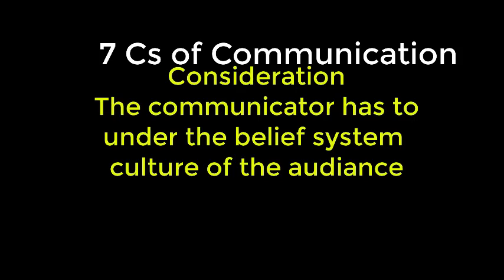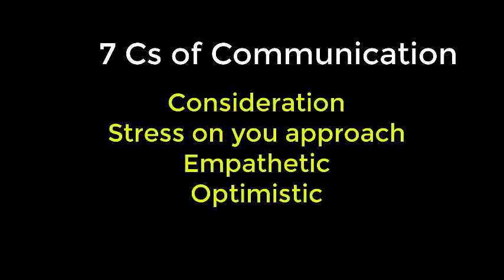So there are certain features of consideration of the 7 C's of communication. First one is it stresses on you approach. Instead of me approach, it must use you approach. Another thing is empathy. Empathy is one of the most important things. Next is optimistic. Why is it optimistic? Because when one is optimistic, then he never loses the hope. He always tries. The last C of communication is completeness.